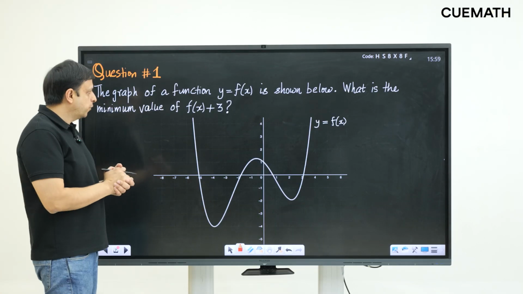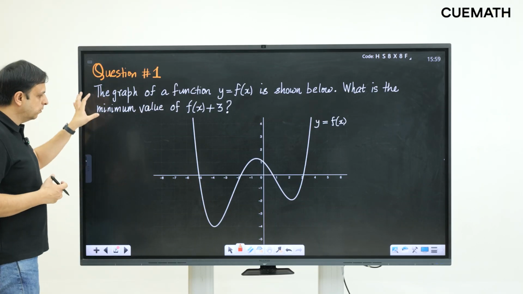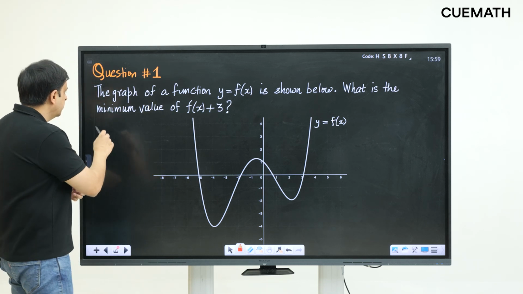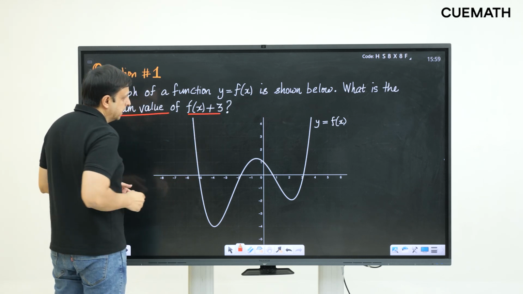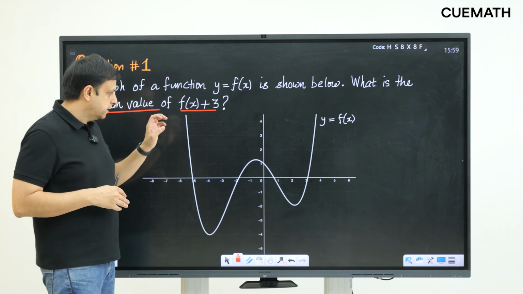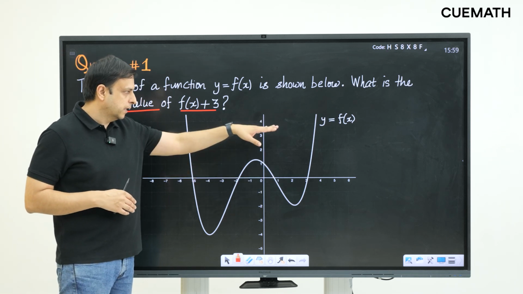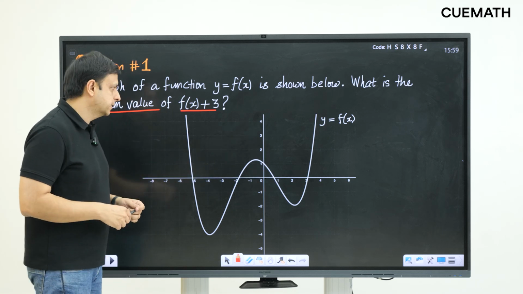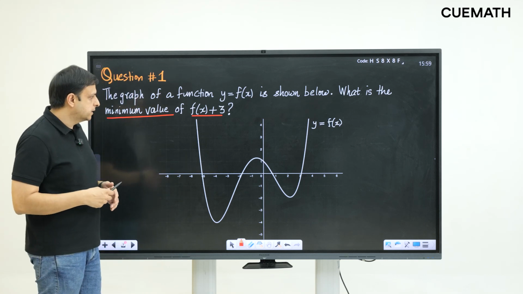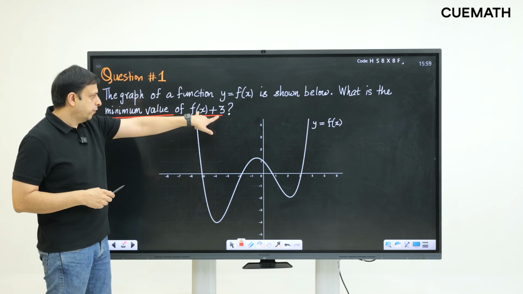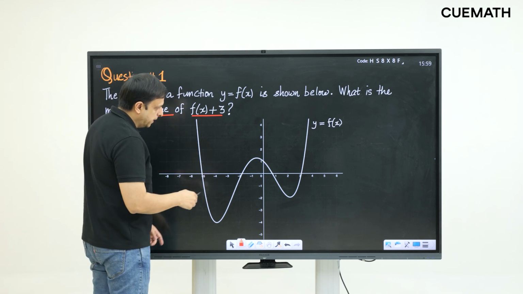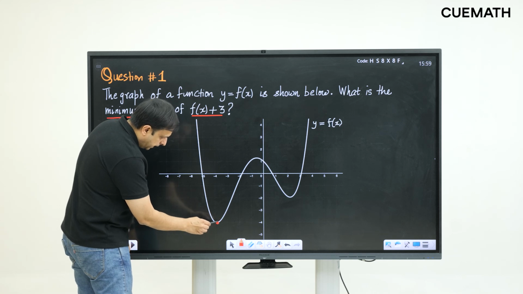Now let's do a couple of questions based on this concept. So question number 1 says, the graph of a function y = f(x) is shown below. What is the minimum value of f(x) + 3? So f(x) + 3 will simply be a graph that is just like this, but shifted vertically upward by 3 units. So to plot f(x) + 3, you would just take this graph and shift it vertically upward by 3 units, which means that the new minimum for f(x) + 3 will be the original minimum shifted upward by 3 units.